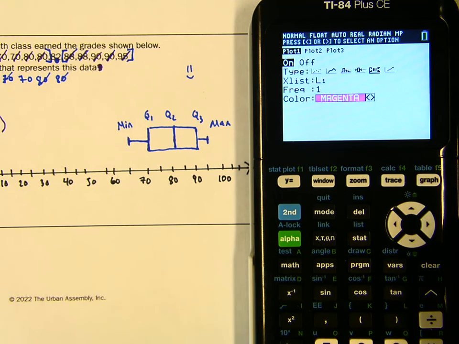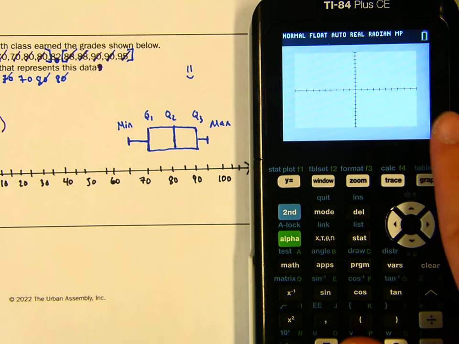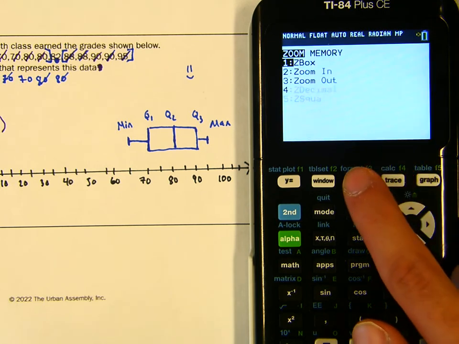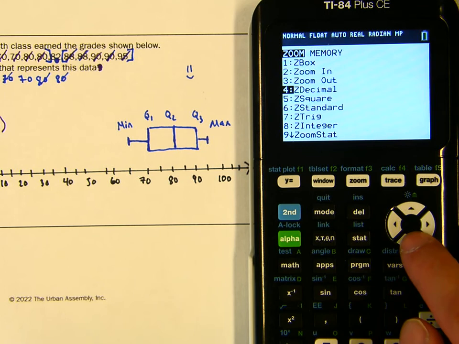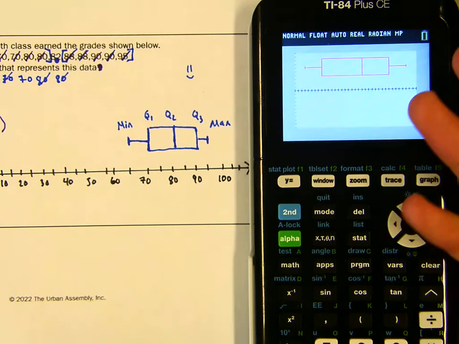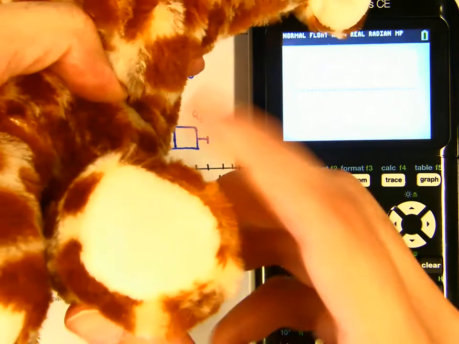Okay, so now if you hit graph, nothing really happens, right? But what you wanna do is you hit zoom. Then you go down to number 9, zoom stat. Does this work? I hope it works. Oh my gosh, it worked. Bam. Giraffe, another high five. Boom.